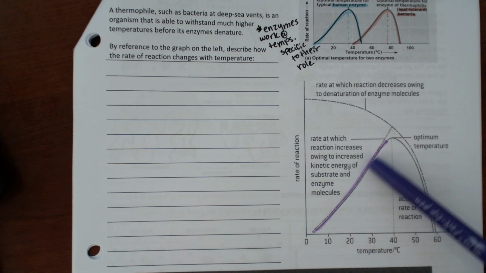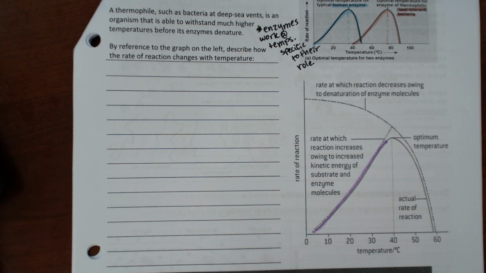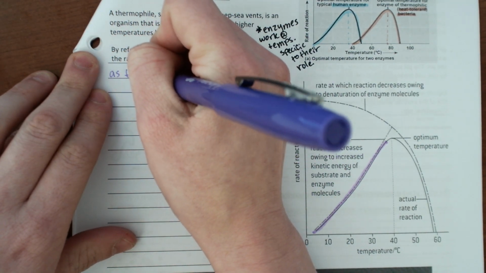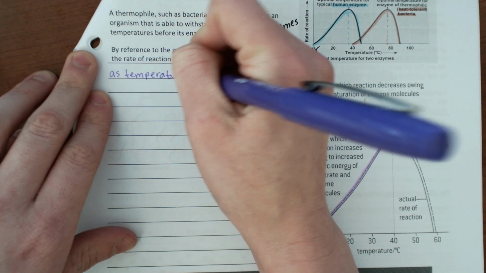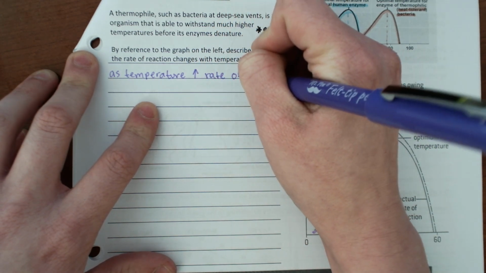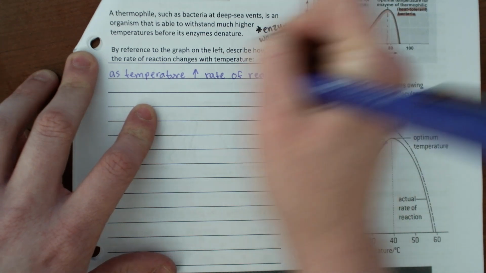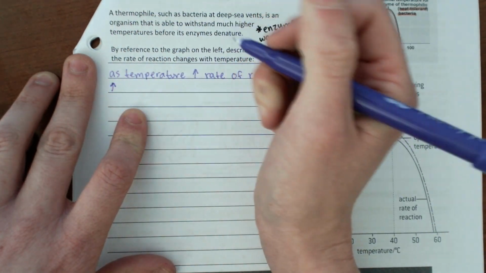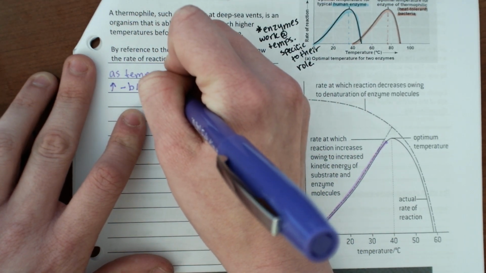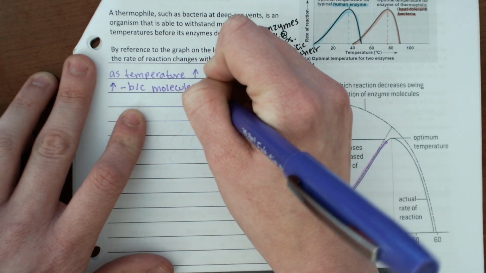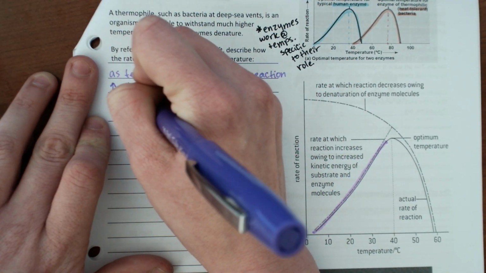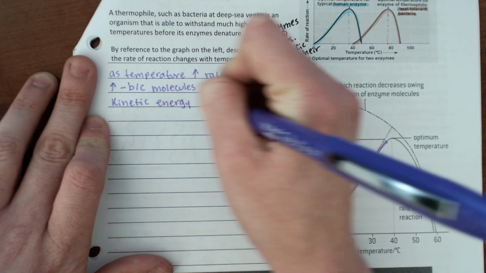And so to put this slope into words, what we're seeing is as temperature increases, rate of reaction increases, and then the why: because molecules have more kinetic energy from heat.